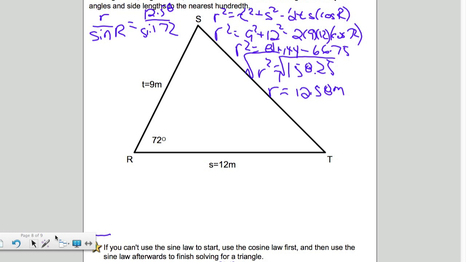So if you can't use the sine law to start, write this nice note down. If you can't use the sine law to start, then use the cosine law first, and then use the sine law afterwards to finish solving for the triangle.